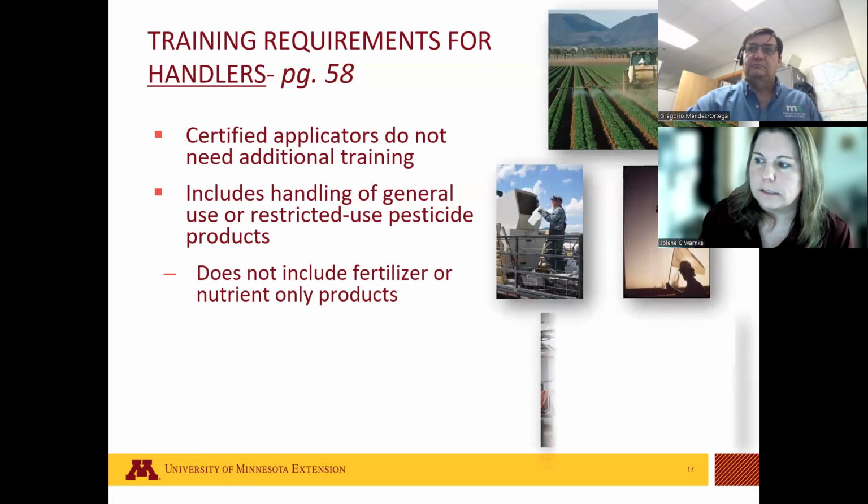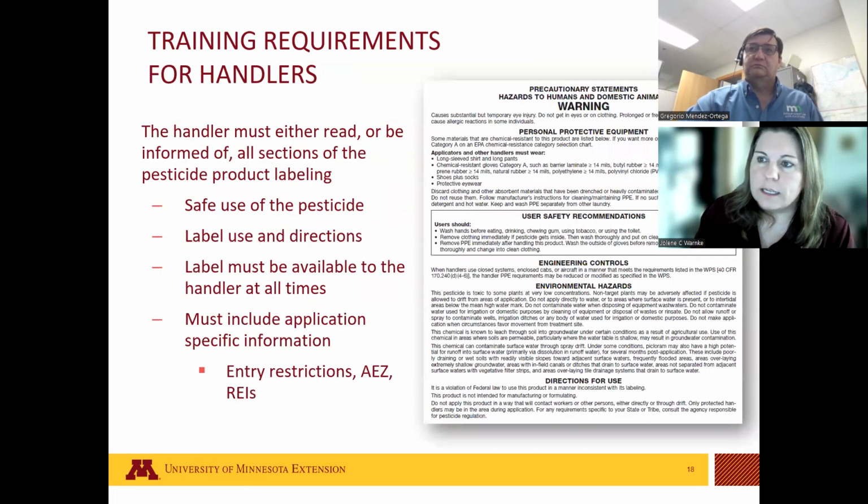The handler must read or be informed again of all the sections of the pesticide product labeling, which include the safe use of the pesticide, the label use and directions. The label must be available to the handler at all times, and that's where a lot of our central posting requirements come in, which we have in another webinar.